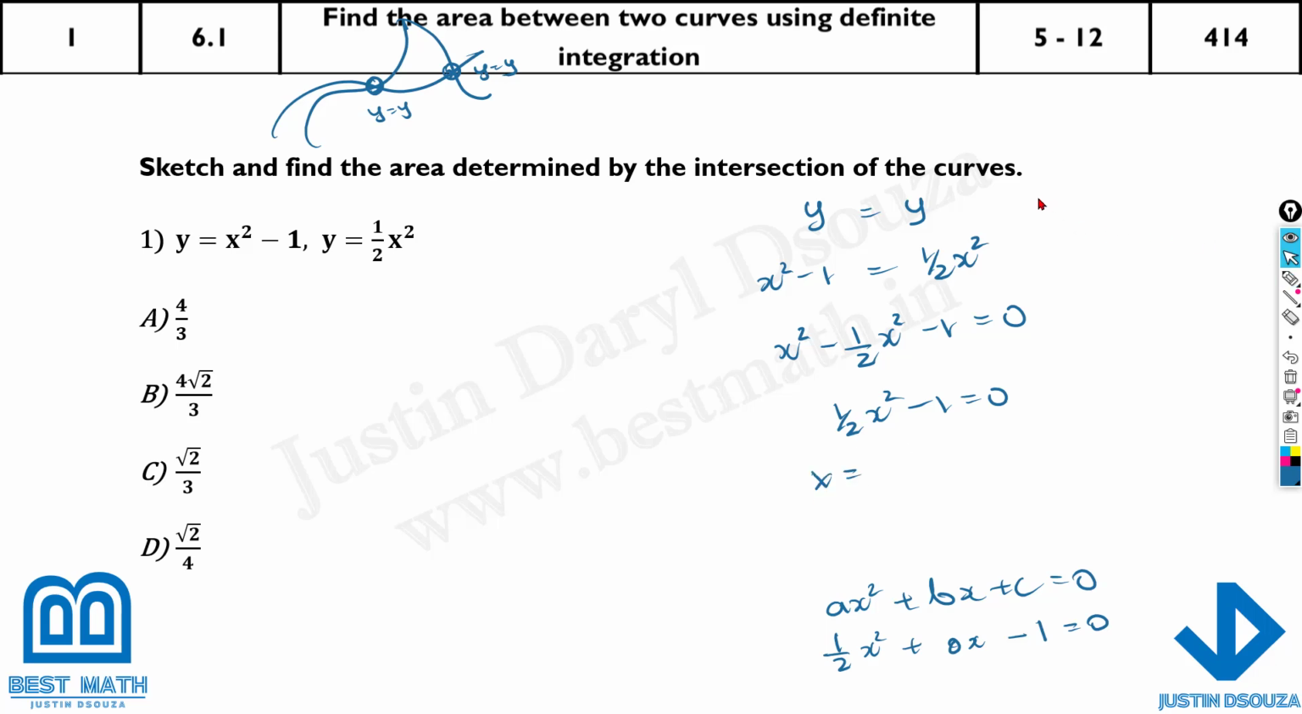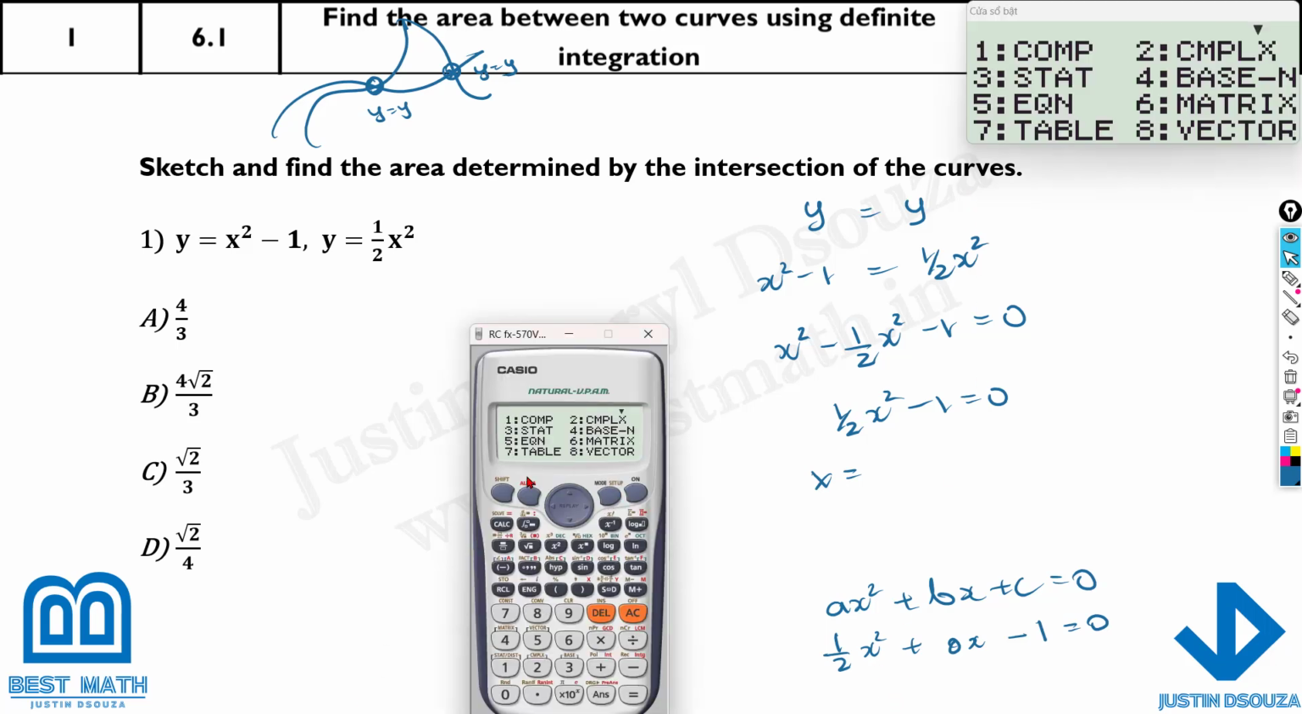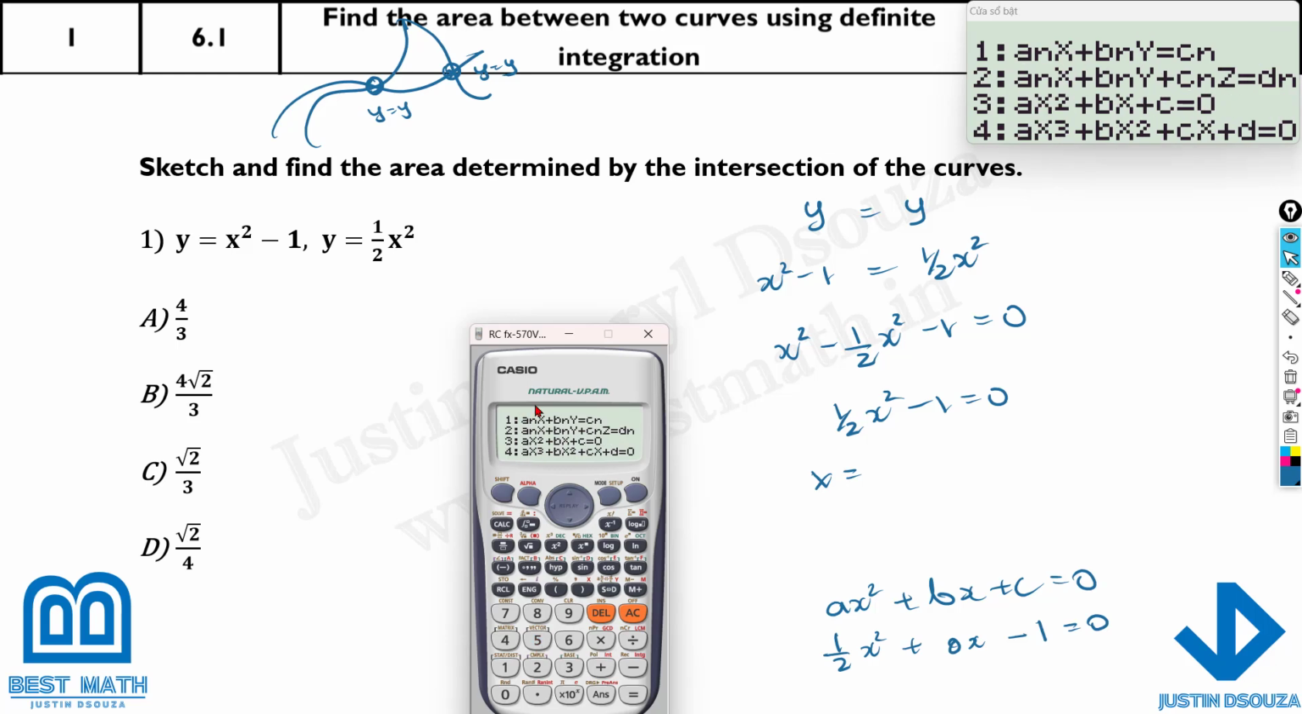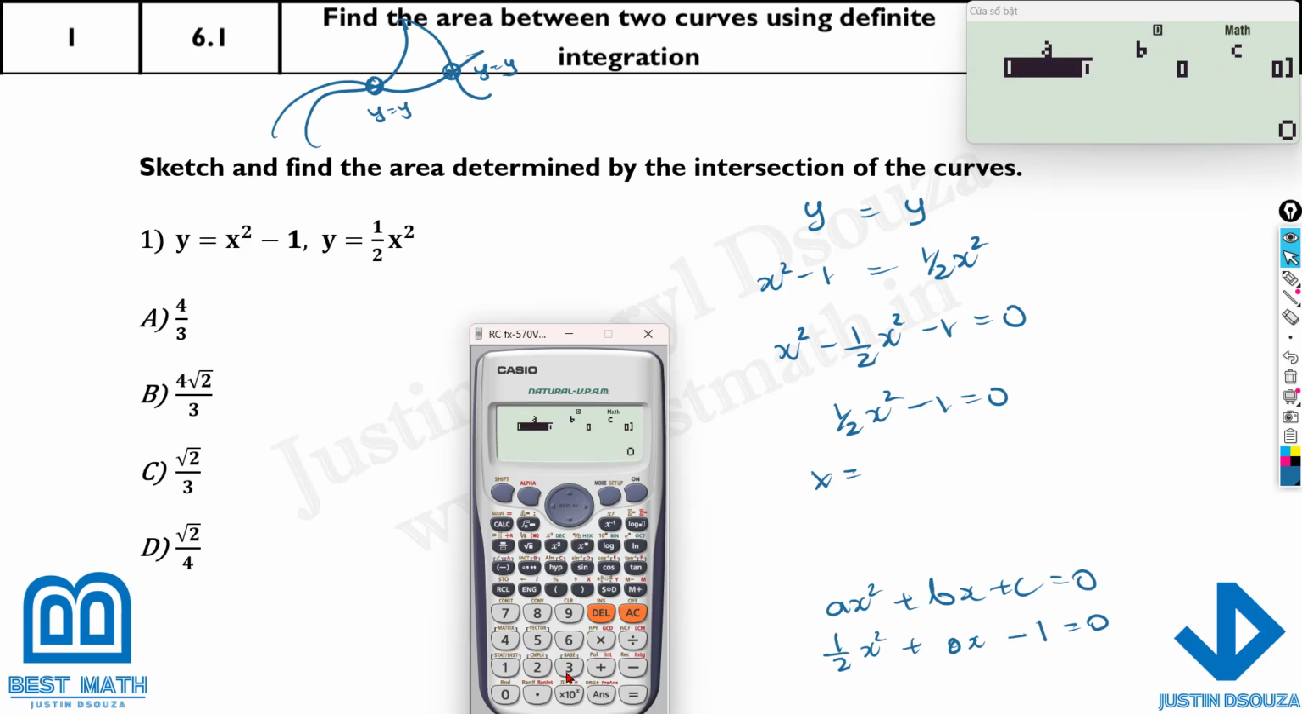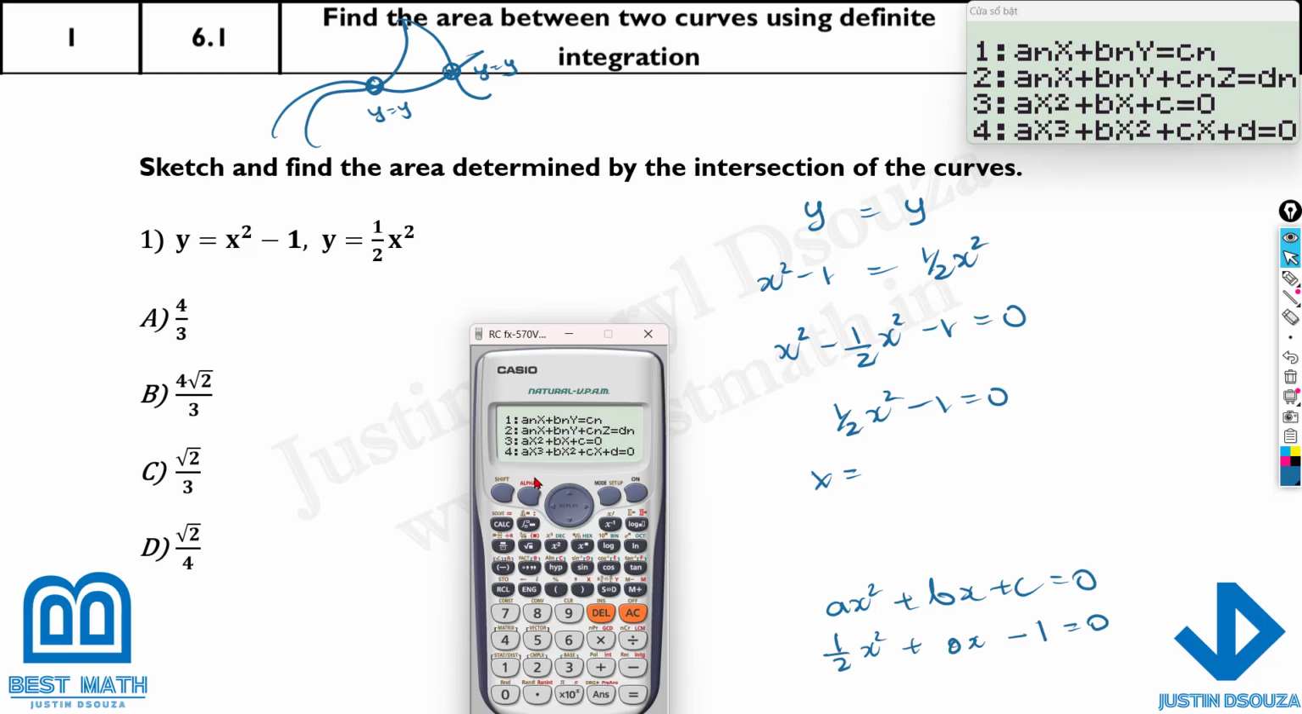We use mode 5 and 3 for quadratics. So here you have your calculator. Mode 5 is for equation, and you can see here there is simultaneous equations and then quadratic, then cubic. So I'll choose 3 for quadratic. The standard form was also given. You can see mode 5, the standard form is written here.